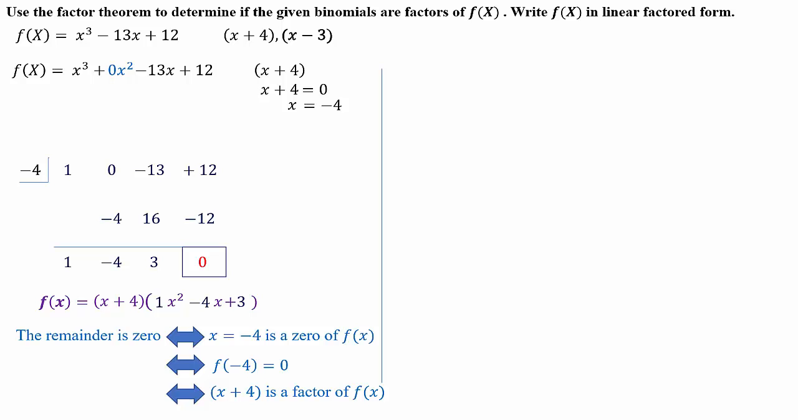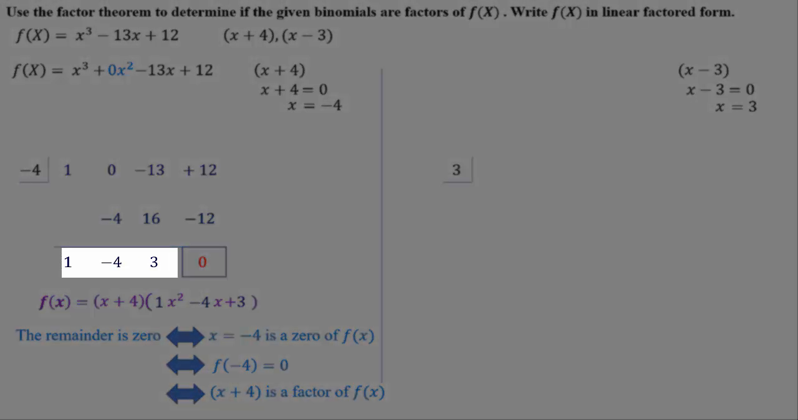Now on the other hand, we need to try with x minus 3. For x minus 3, we need to set it equal to 0. And once solving, x is going to be 3. So we're going to use 3 in synthetic division. Now, we don't have to take the coefficients of f of x.